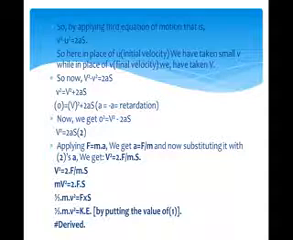v squared equals 2as. Applying F equals ma, we get a equals F by m. And now substituting it into 2as, we get v squared equals 2 F by m into s. mv squared equals 2Fs. Half mv squared equals Fs. Half mv squared equals K. Hence derived.